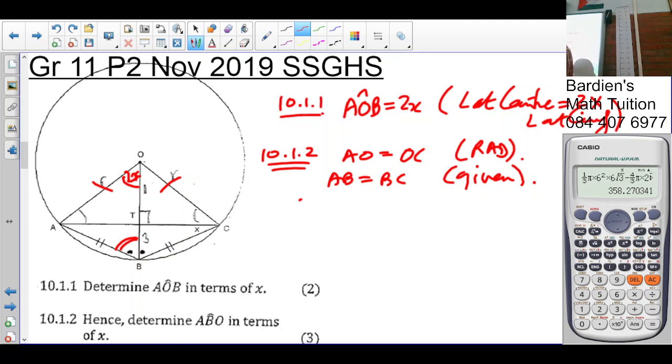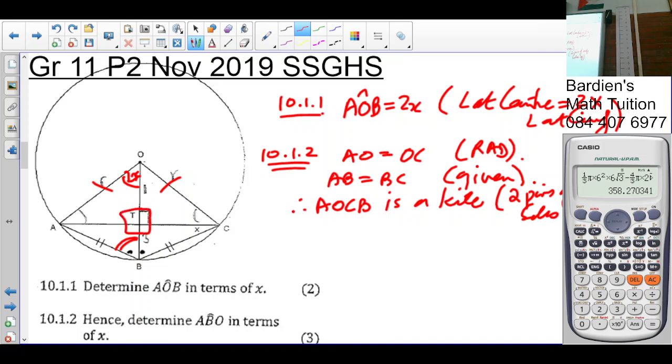So therefore, AOCB is a kite. Why? Two pairs of adjacent sides are equal. Of course, that is the case, it's now a kite. Which means that this is all 90 degrees here. Why? Because the diagonals are perpendicular in a kite. I feel like there's an easier way, but let's just cover this quickly.